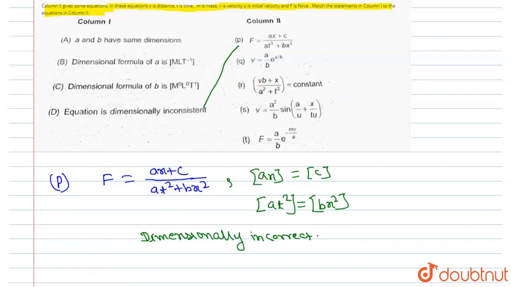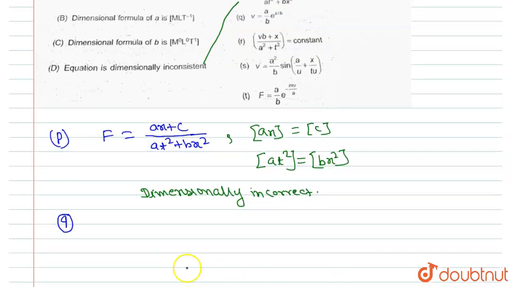Now coming to the next part of this question. The next part is the Q part. In this part, v is equal to a by b and e to the power a by b. From here we can see that the dimension of a by b should be the same as the dimension of v. And a and b are dimensionless.